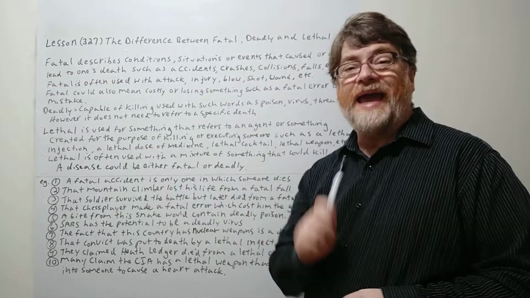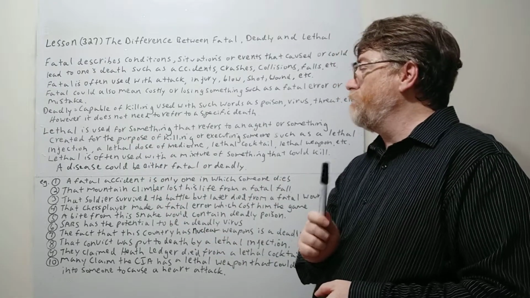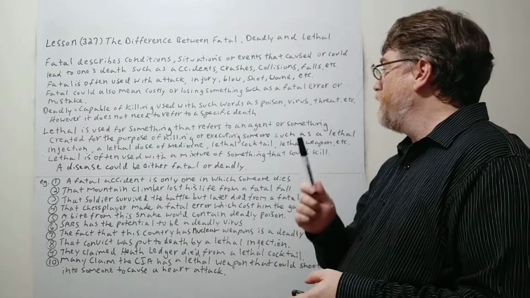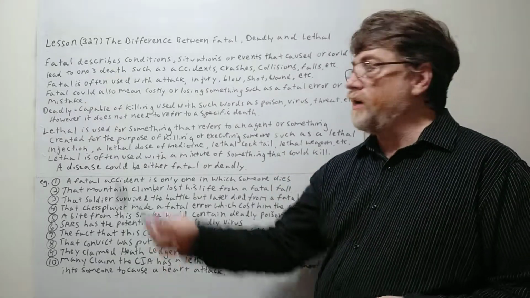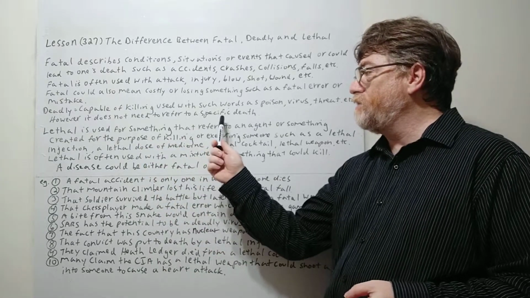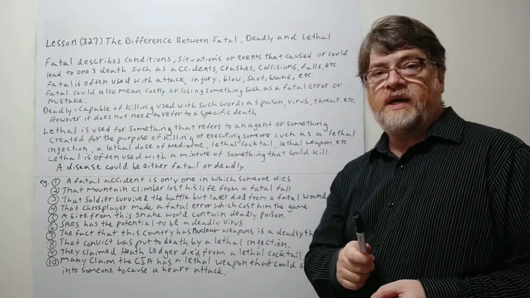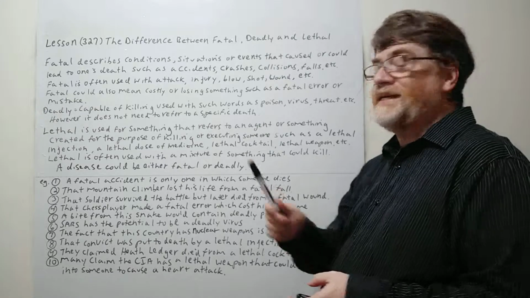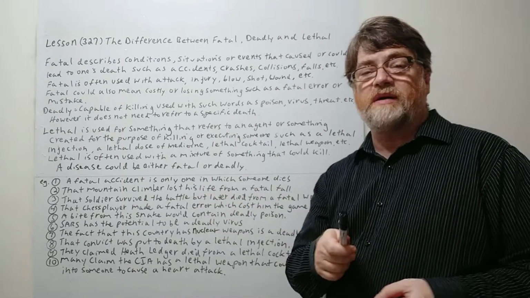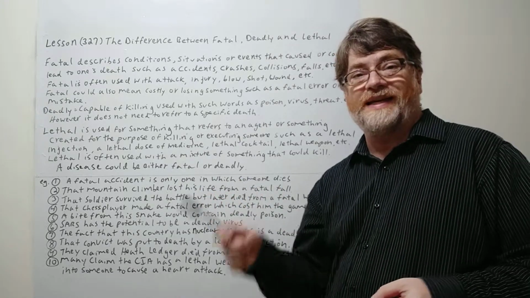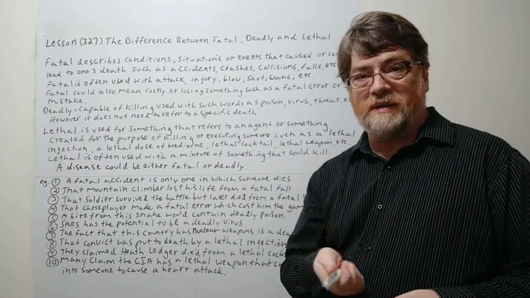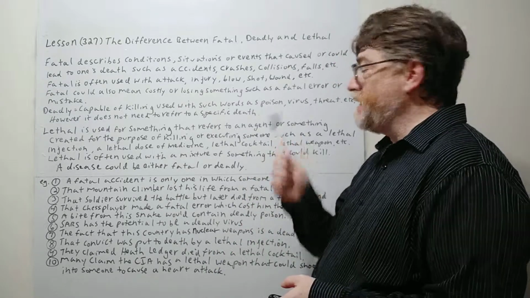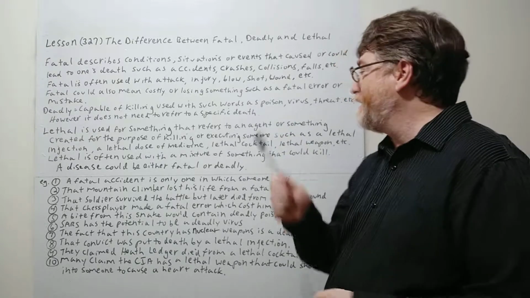All right, let's look at deadly. Now, deadly means capable of killing, used with such words as poison, virus, threat, etc. Now, this is an important part of the note here. However, it does not need to refer to a specific death. So you might say that's a deadly poison, but you're not talking about somebody that specifically died from it. You mean that poison has the ability to cause somebody's death. Same thing with the virus when you're using it that way.